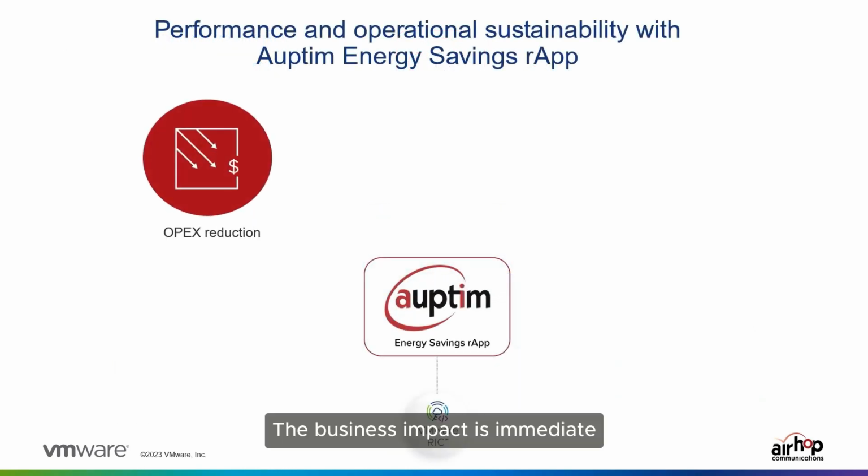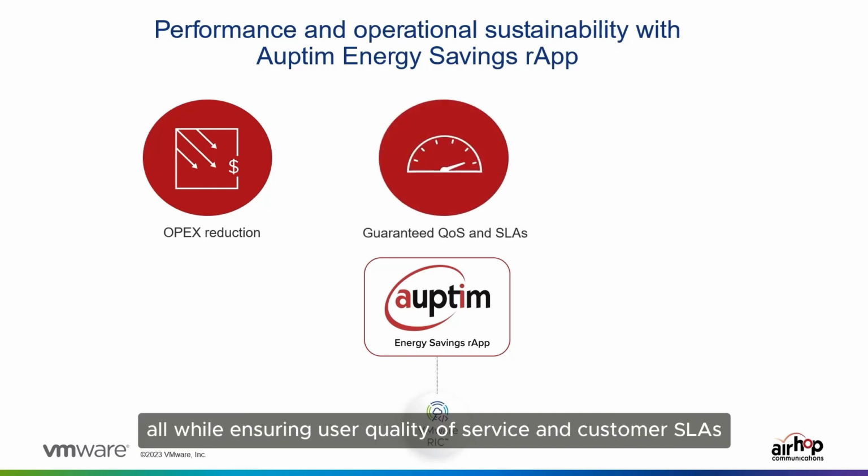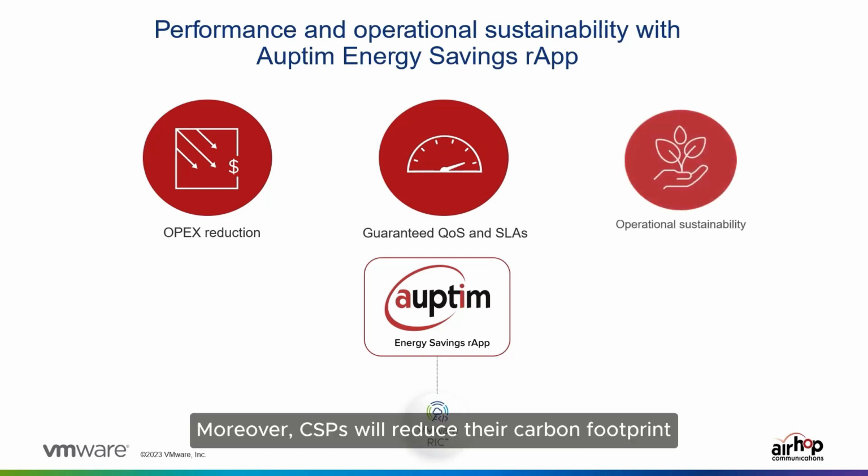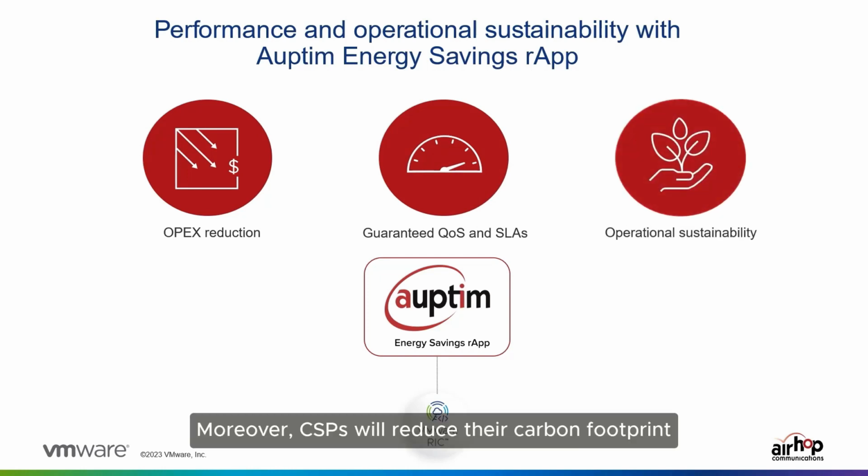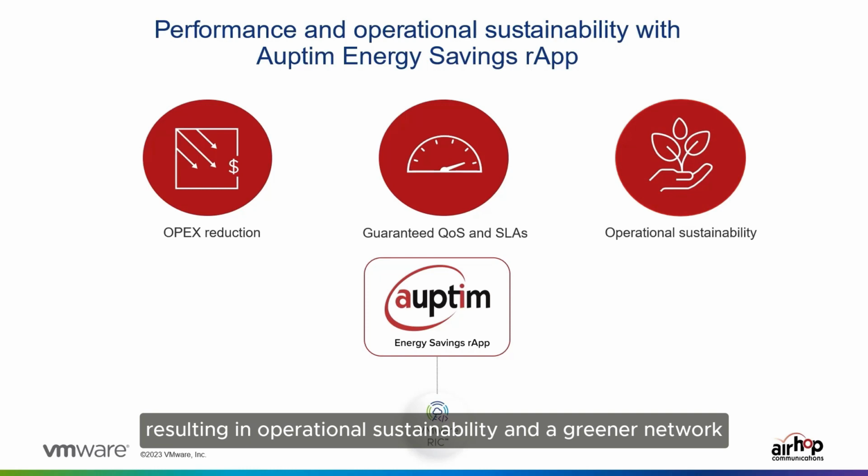The business impact is immediate. Using AirHop's rApp, CSPs can reduce energy consumption for the delivery of their wireless services, all while ensuring user quality of service and customer SLAs. Moreover, CSPs will reduce their carbon footprint, resulting in operational sustainability and a greener network.